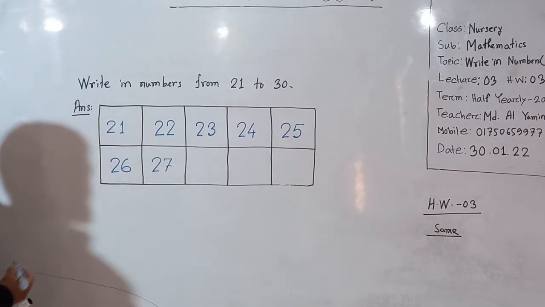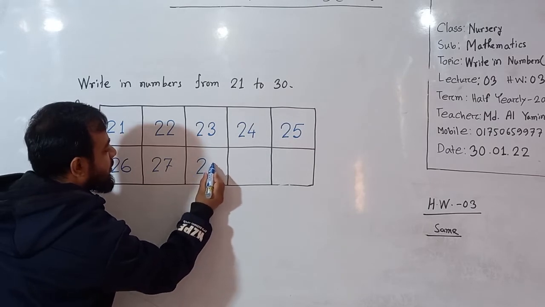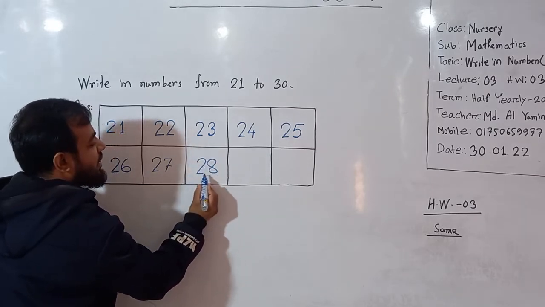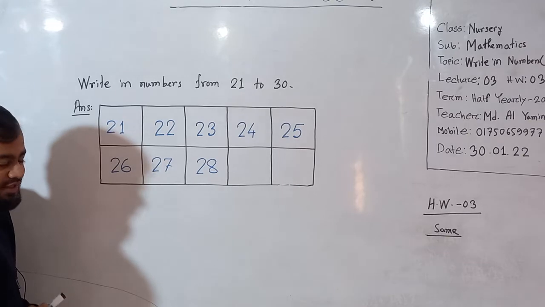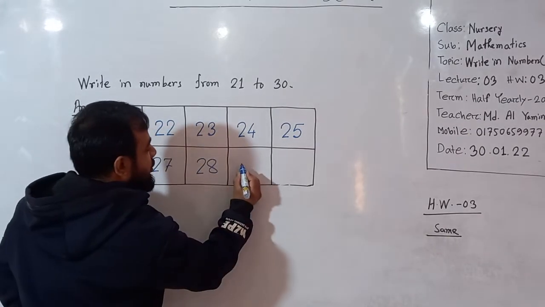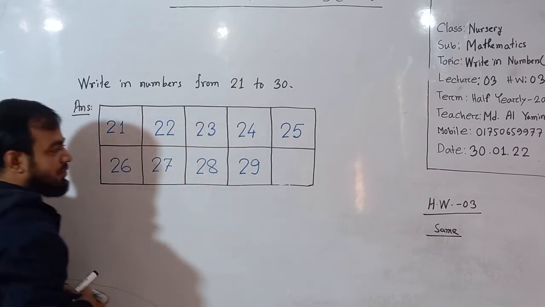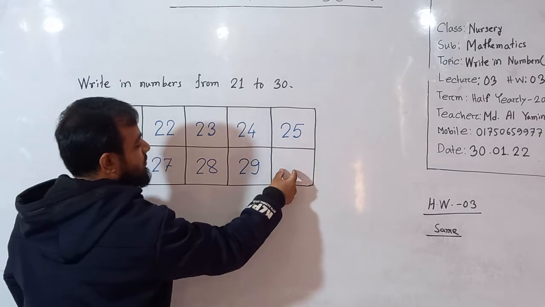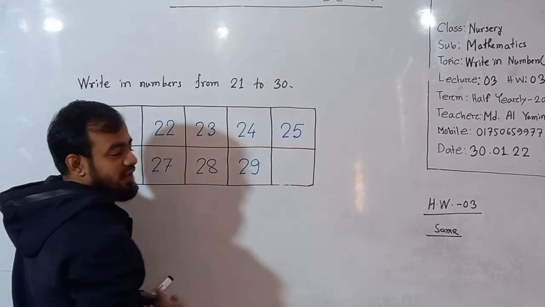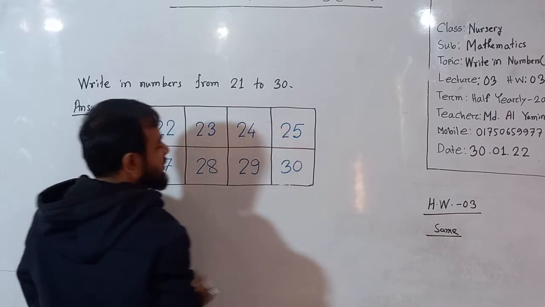The next number after 27 is 28. 2 and an 8 makes the number 28. After 28, the number that comes is 29. 2 and a 9 makes the number 29. And the last number of today is 30. 3 and a 0 makes the number 30, dear students.